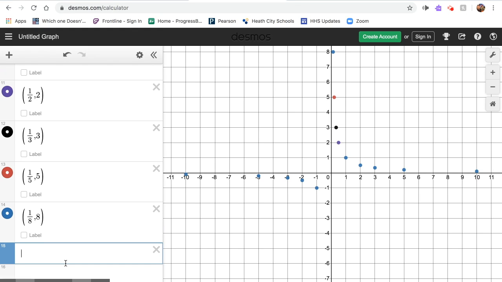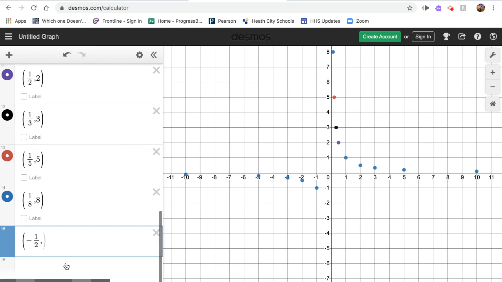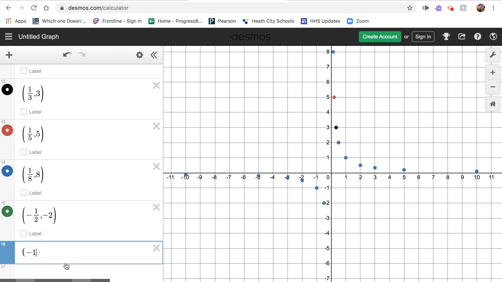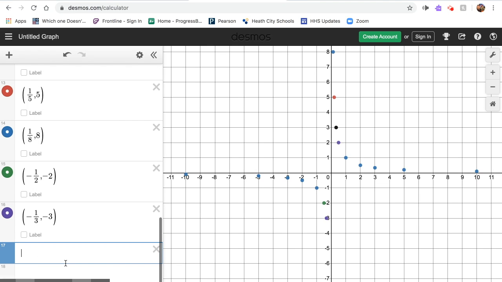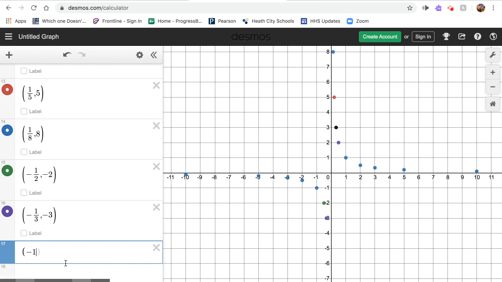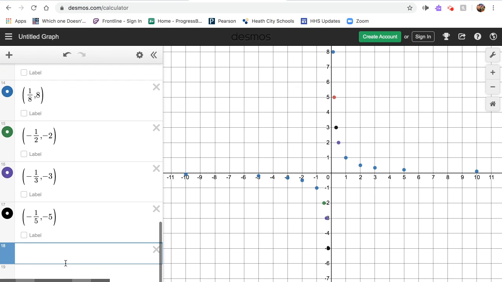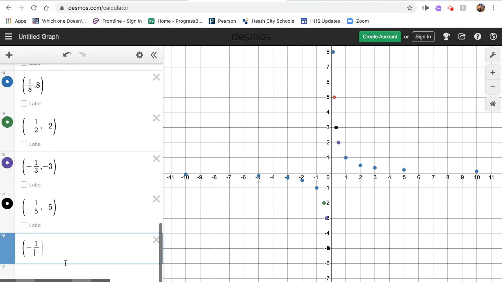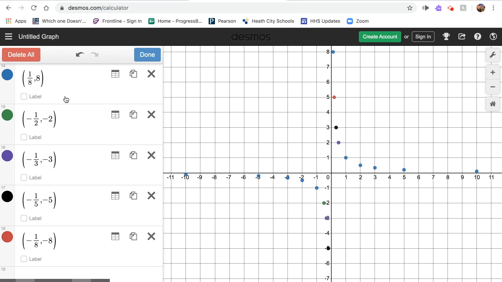Let's put the negatives in so we can do the same thing. We put in negative 1/2 and got negative 2. We put in negative 1/3 and got negative 3. We put in negative 1/5 and got negative 5. And finally, we put in negative 1/8 as an input value, which produced negative 8 as an output value. I'll go ahead and turn all those to blue to match the rest of them.